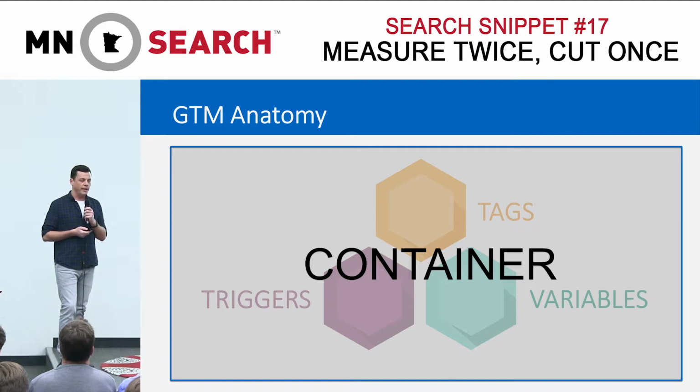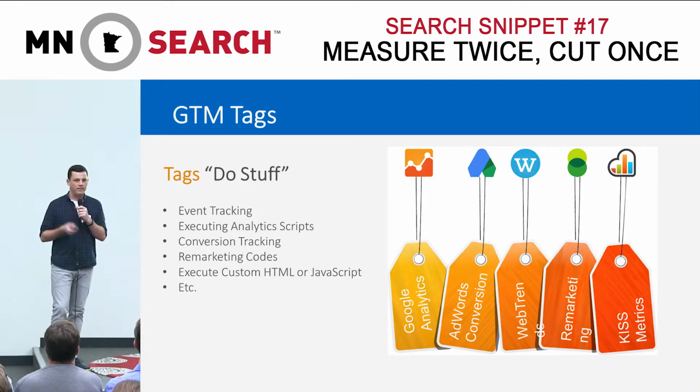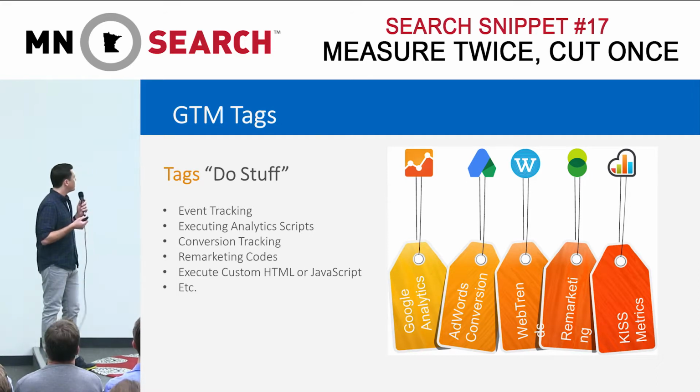They all live within a container. Tags, variables, and triggers all work together within a container. I'm repeating myself because I want you guys to know this. I want you guys to know how it works.